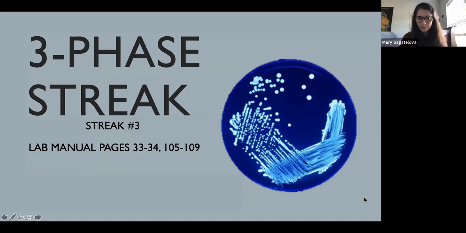Okay, welcome back, bacteriophage hunters, to week 3 of 3-phase streak. This is our last week of streaking, so I hope you're excited for a new protocol to come in and maybe a little bit sad to see this streaking protocol go. She was really fun, but we're going to move on after this week. So again, lab manual pages are 33 to 34 and then 105 through 109, same ones, nothing's changed. So follow along with that.